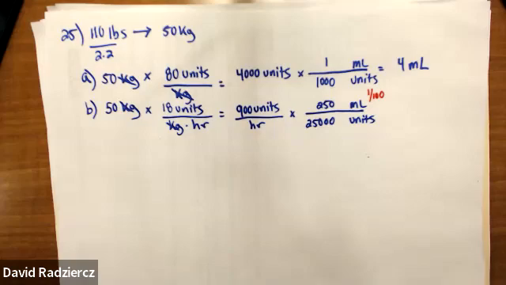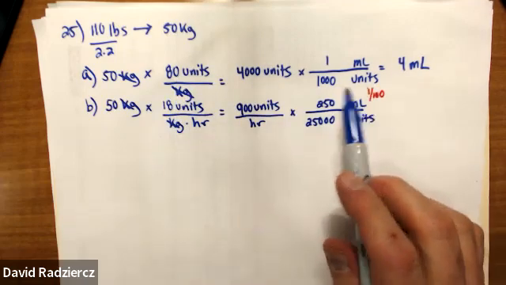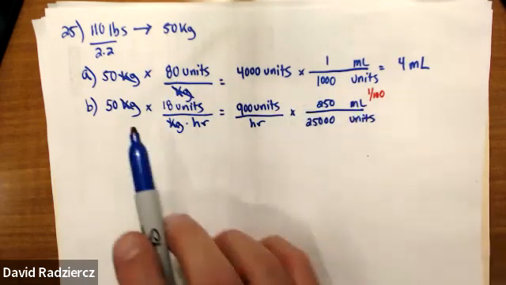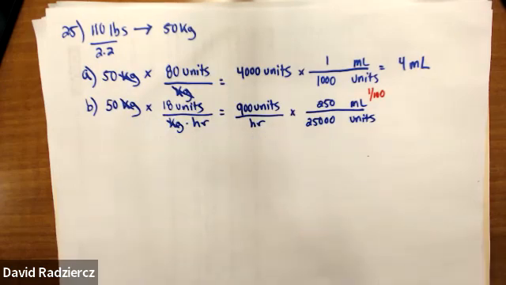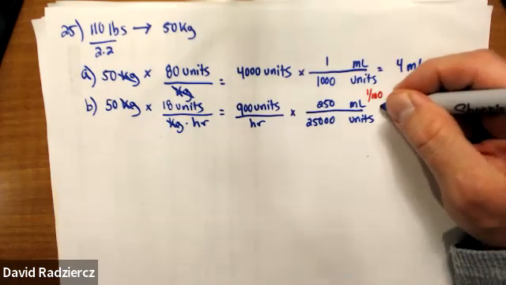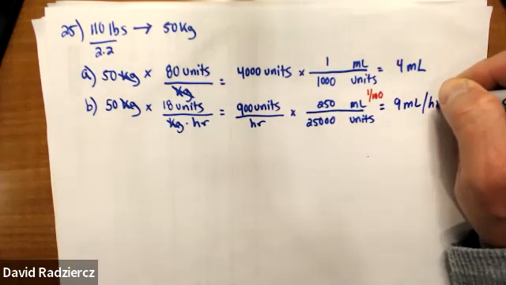Okay, so just something to keep in mind if you're ever trying to do this quickly and making sure you're checking your answers. You just take the patient's weight times 80, and then whatever that number is, divide by 1,000. Patient's weight times 18, whatever that number is, divide by 100, and that's a quick way to answer these questions. So this would be 9 milliliters per hour.